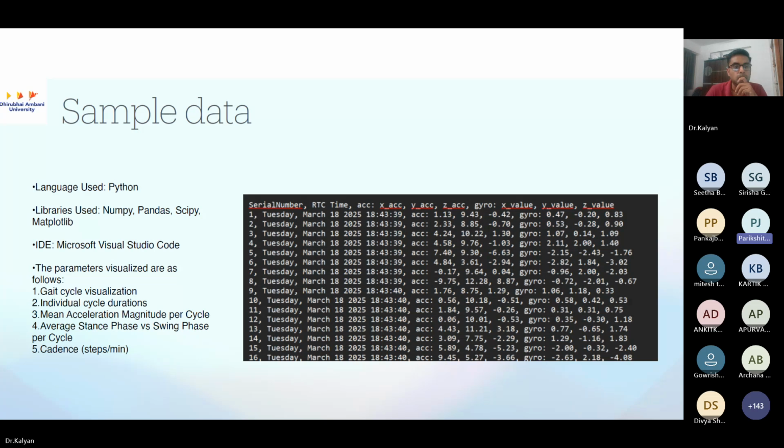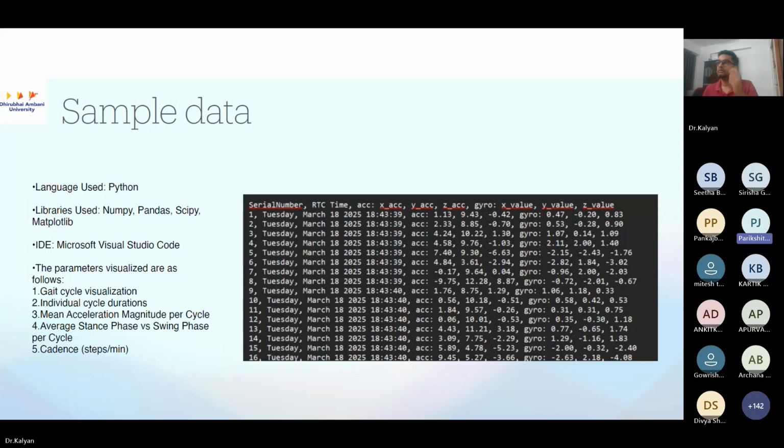And last but not the least is the cadence. The cadence is basically the steps per minute. Everyone has a different walking speed. For a normal person, the cadence is around 116 steps per minute. But let's say a patient is suffering from gait related impairments, then they might walk slowly, or they might walk with short steps.